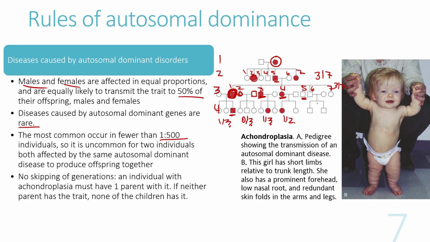5th child does not produce any offspring. 7th child also doesn't produce any offspring. Child number 6 mates, has 2 children. Child number 6 is normal and produces no affected children.